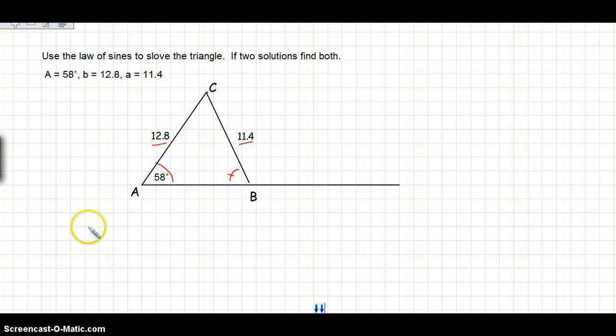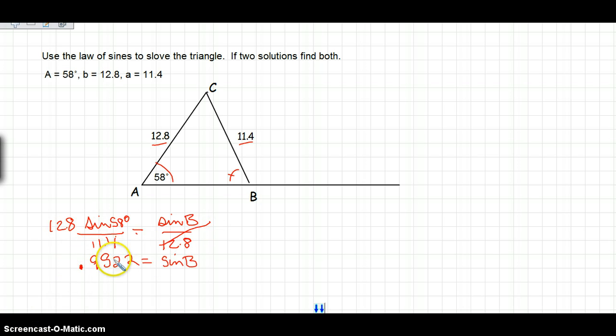Remember, the law of sines is the sine of an angle, so I'm going to put the sine of 58 over the side opposite, which would be 11.4, is going to equal the sine of angle B over the side opposite, which is 12.8. If I multiply both sides by 12.8, I clear my fraction on the right. Calculating the left-hand side gives me 0.9522 is equal to the sine of B. And taking the inverse sine of both sides gives me angle B is equal to 72.2 degrees.